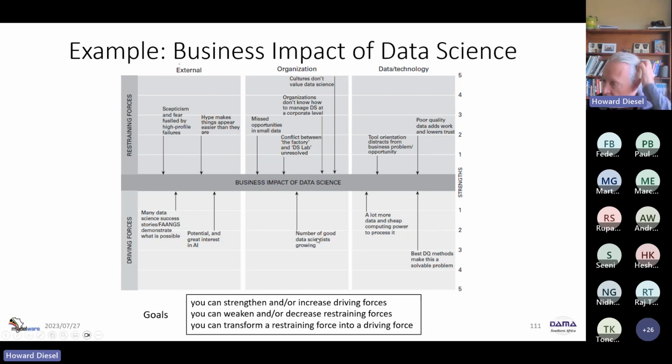Okay. The number of good data scientists is growing. We're seeing that a lot more. And then we're also seeing cloud computing where things are cheaper. So these are the benefits. And then data quality methods. Okay, so can we fix it?